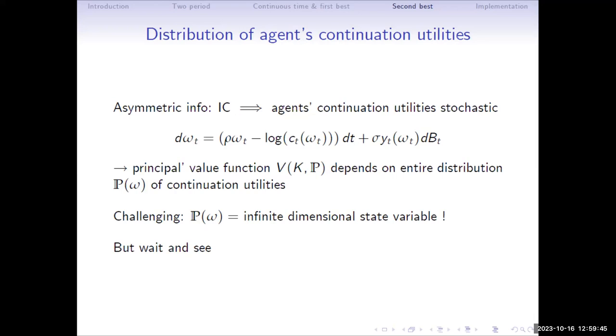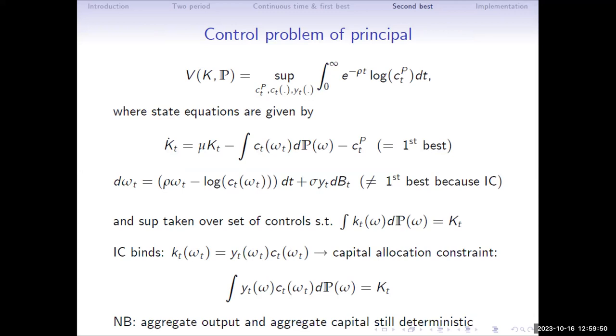All right, so now, this is the control problem of the principal, just the same as in the symmetric information case, with the same value function, the same state equation for the evolution of aggregate capital, and a promise-keeping condition that is modified because now we have the sigma y Brownian term. We also have a feasibility constraint that says that the sum of the k's, the k_i we give to all the agents, has to be equal to the aggregate k. Now what we do is we bind the incentive compatibility condition, and now this capital constraint can be written in terms of the y, the c.